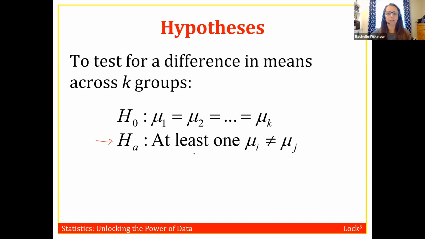The alternative hypothesis is going to be that at least one mean is different from at least one other mean, okay? Or you can really just say at least one mean is different. It's a little easier to say. All right, so we can say that at least one mean is different for the alternative. So this is important to note that the alternative is not that all the means are not equal, okay? So we're not requiring that all the means are different from each other. We're just saying that at least one of the means is different from at least one of the other means.